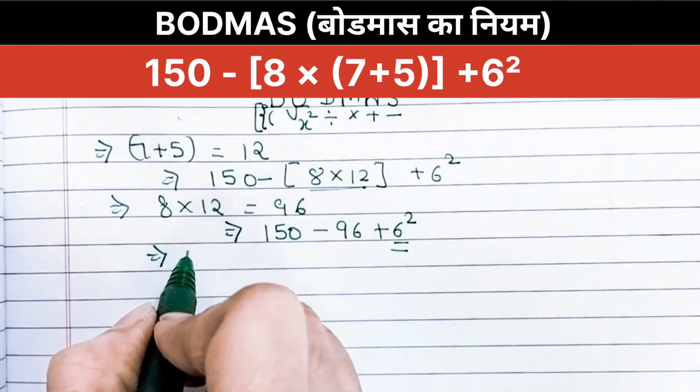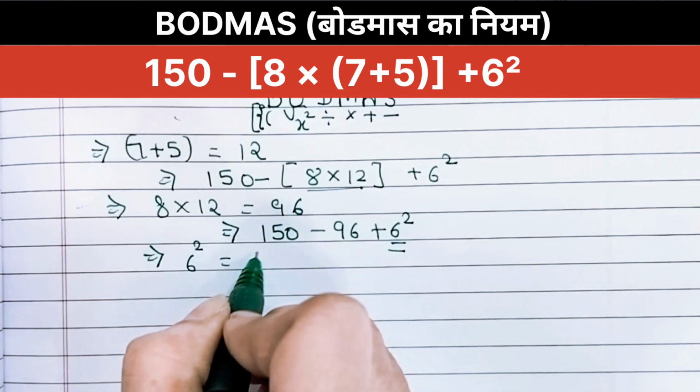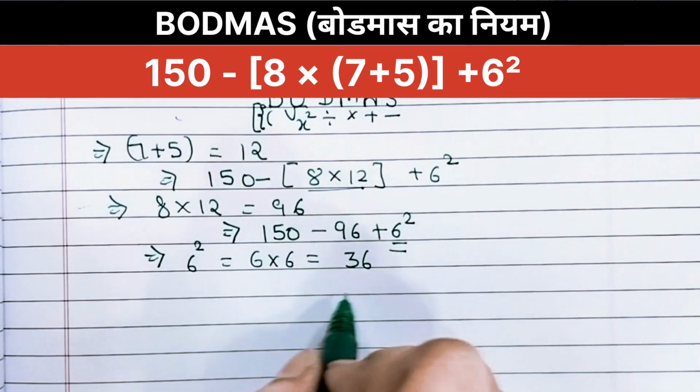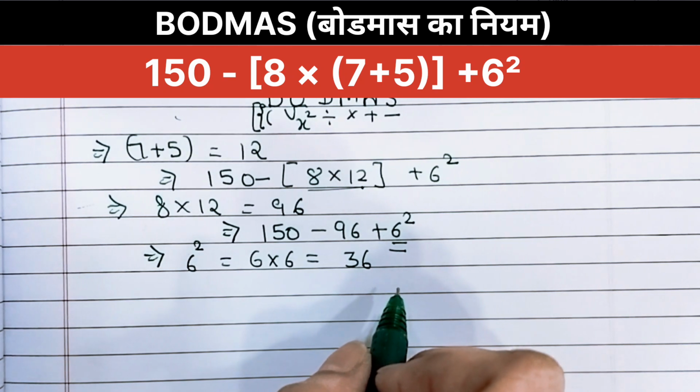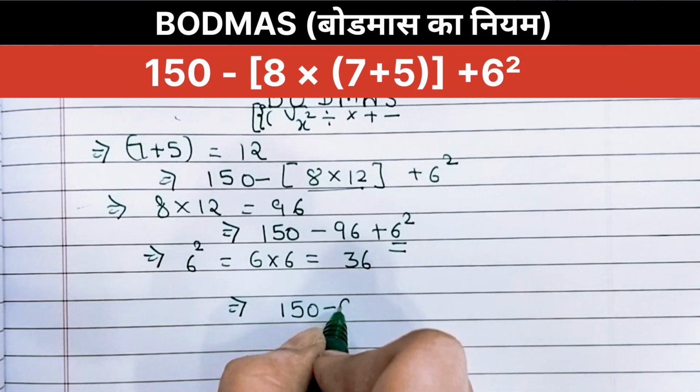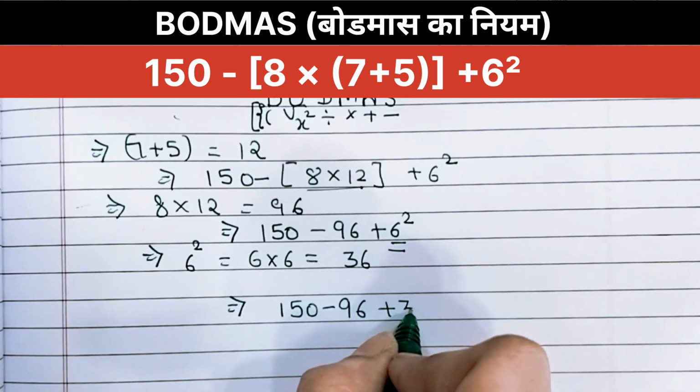Now there is 6 squared to calculate. 6 power 2 is equal to 6 multiplied by 6, which equals 36. According to this step, orders come right after the brackets. And now the current expression becomes 150 minus 96 plus 36.